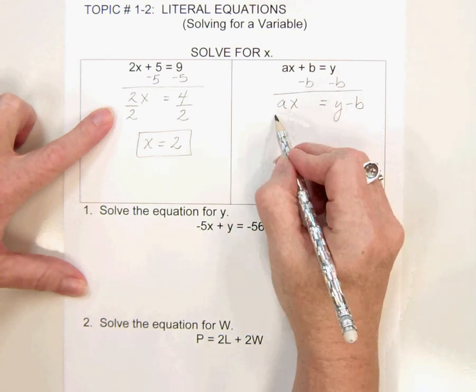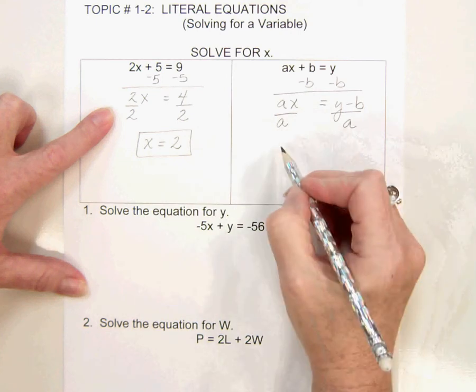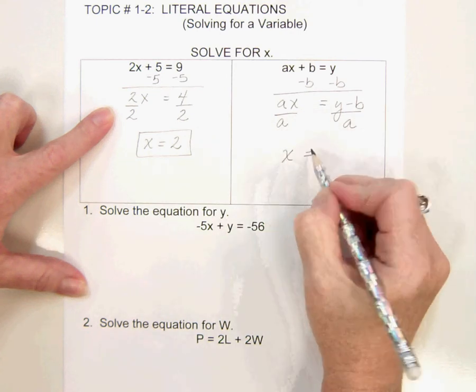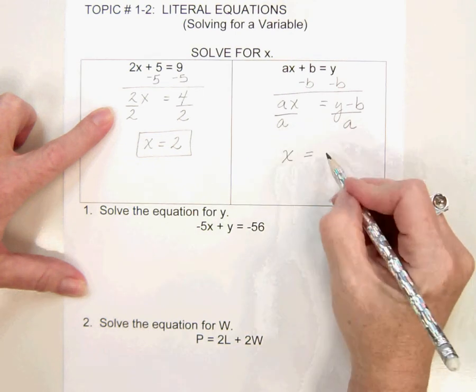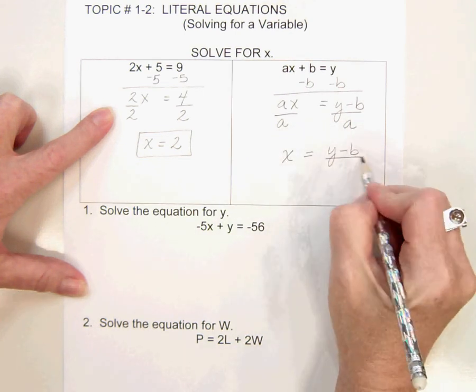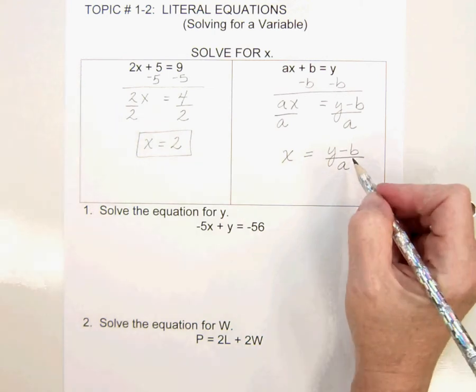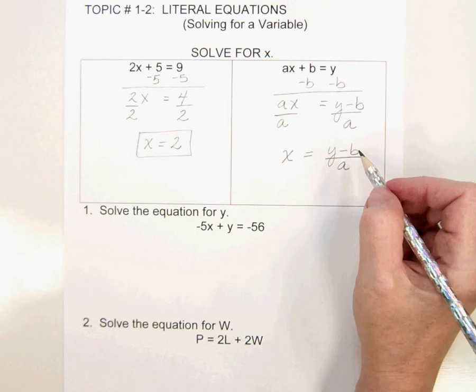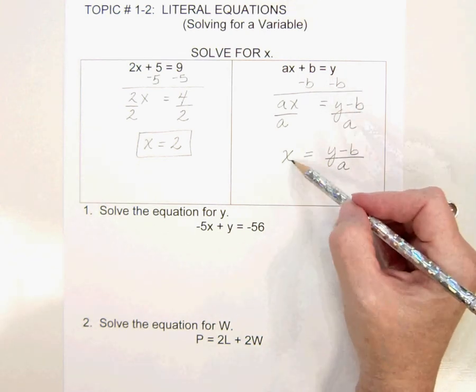We're going to divide now by the coefficient a. We're solving for the variable x. A divided by a is 1. 1 times x. You've actually answered it. You have y minus b divided by a. So what you're doing is you're rearranging the formula to solve for a different variable. This one is solved for y, now we solve for x.